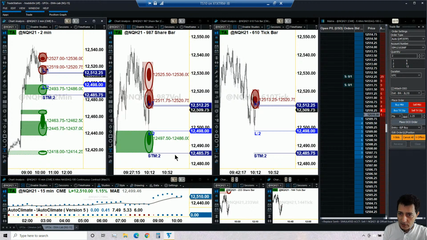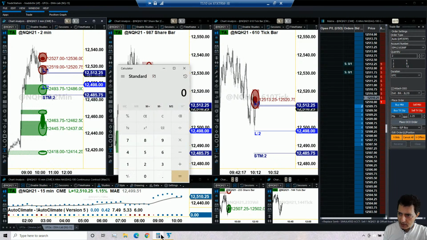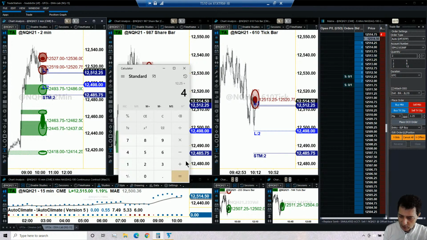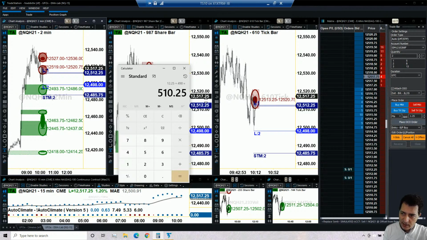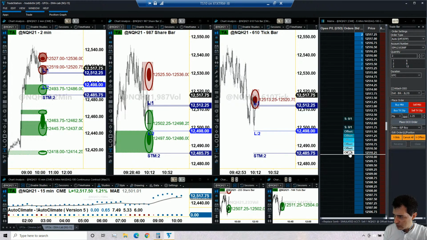Now notice I did this quickly because I saw that was going to happen quick, so I placed my stop at 485.75, which is right 1 tick below 486. So if you do the math, 498 minus 485.75, this is 12.25 points, which if I add above 498, that tells me that my safety target should be 510.25. Okay, so 510.25 is the location for my safety target.